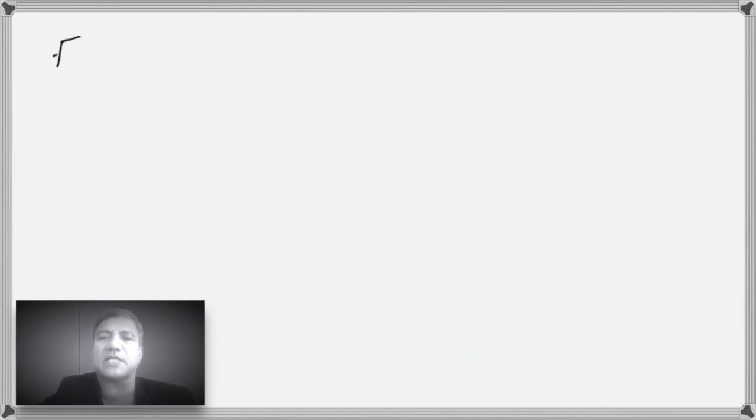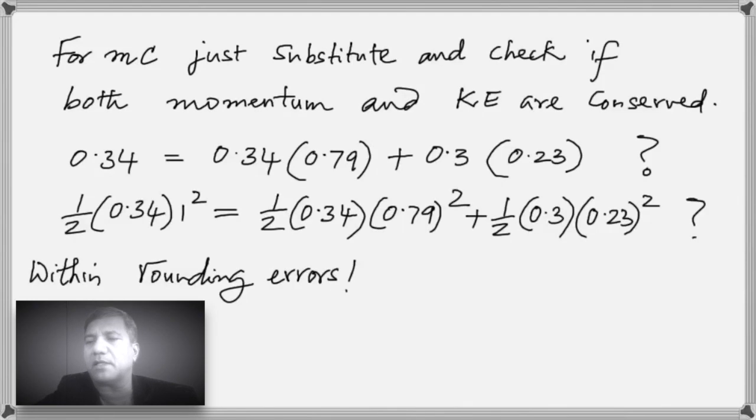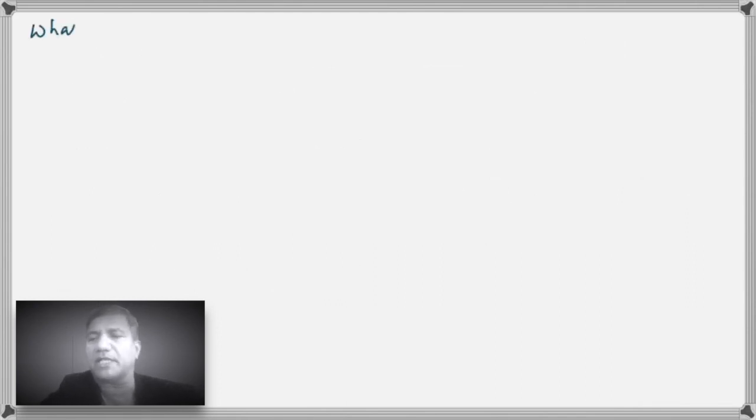So that's what I'm trying to say here. You just substitute the given numbers and check if both momentum and kinetic energy are conserved, which is what I'm trying to show here. If you just go with the multiple choice answers of 0.79 and 0.23, then you see that both momentum and kinetic energy are conserved within rounding errors. So if it's a multiple choice question, you just got to see if both momentum and kinetic energy are conserved, okay? All right, I think we go to the next one.